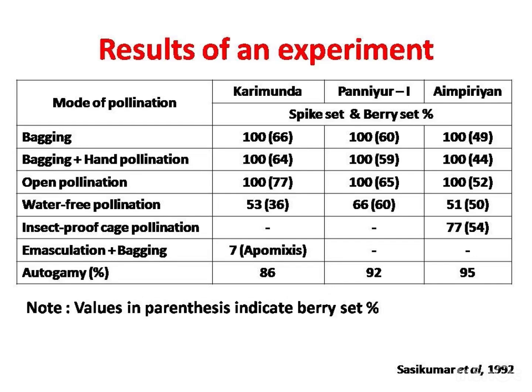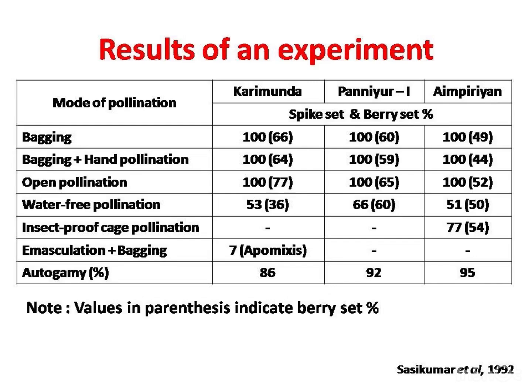this aspect still better, one of the studies was conducted by Sasi Kumar and his co-workers in the 1990s at IISR. They performed various treatments. They include bagging of the spikes, bagging followed by hand pollination, and open or natural pollination as one of the treatments.